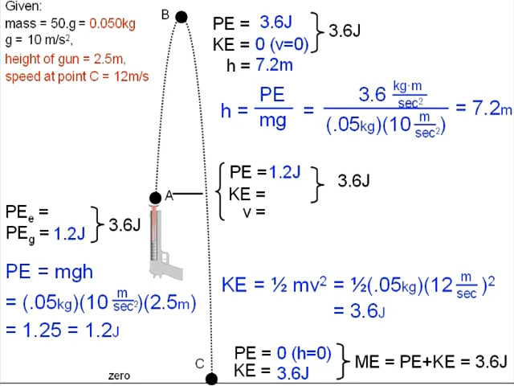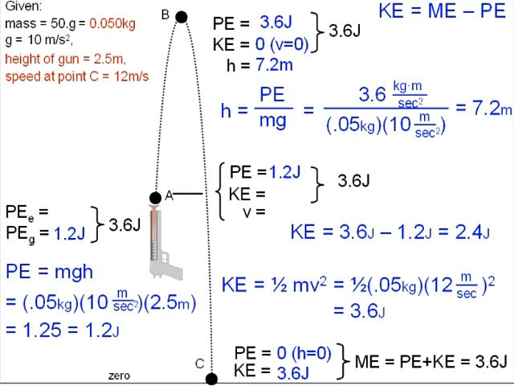At position A, we're holding the gun a particular height, and we have squeezed the spring storing energy in it, and that stored energy turns into kinetic energy of the dart when it leaves. So I know the total energy and I know the PE, so I'm going to subtract the PE from the total energy, and that tells me what's left over for the kinetic energy is 2.4 joules. And that also tells me that the energy stored in the spring had to be 2.4 joules, because that energy turns into the KE.